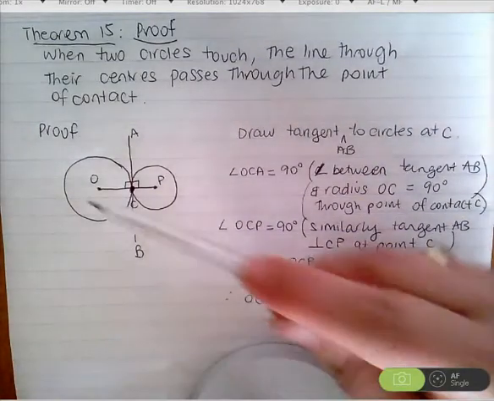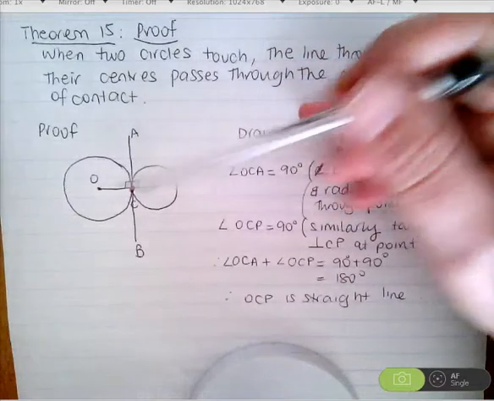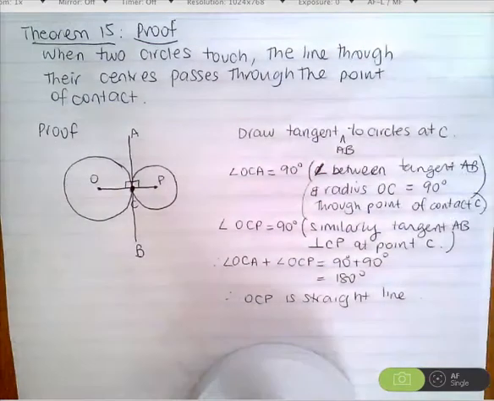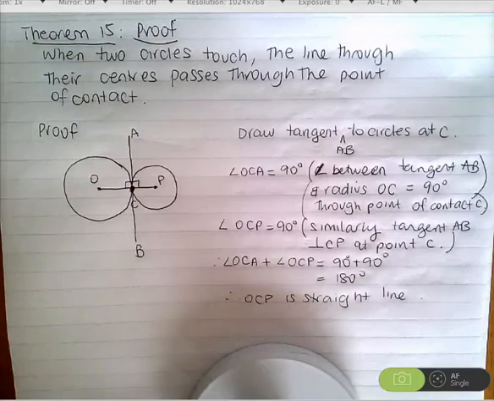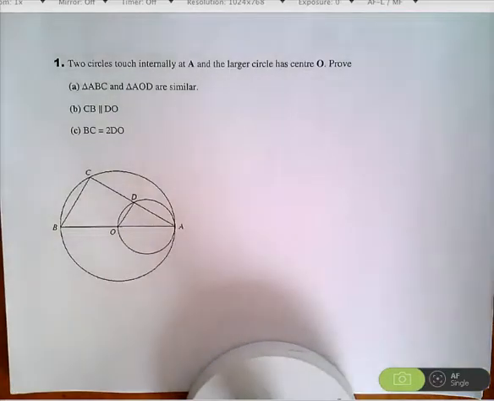And obviously, if OCP is a straight line, it is the line drawn through the centres of the two circles, and it actually happens to pass through the point of contact C, because C is the common point of contact of both circles. So therefore, the line through the centres O and P passes through the point of contact C for this particular circle. Okay, looking at page 24, question 1.